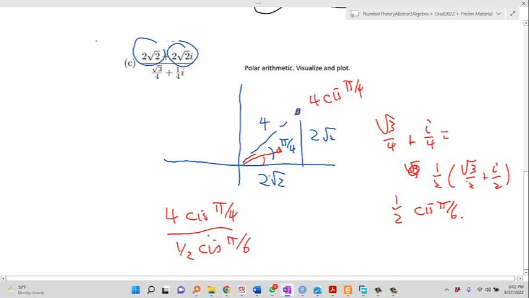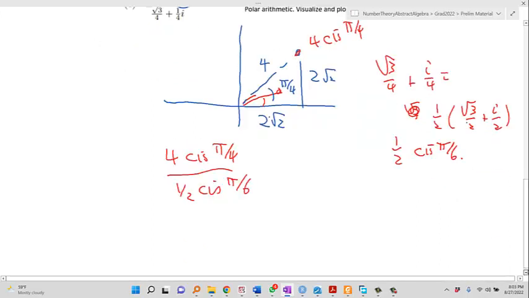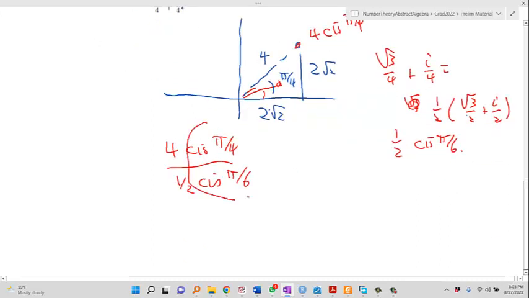All right, and you have your rules for dividing polar numbers. So remember, you divide the moduluses, and when you divide two complex numbers, you subtract the angles. When you multiply two cis's, you add the angles. Cis pi over 4 times cis pi over 6 would be cis of pi over 4 plus pi over 6. Cis pi over 4 divided by cis pi over 6 is the same as cis of pi over 4 minus pi over 6. Okay, so that's how it works. Kind of like exponential functions.